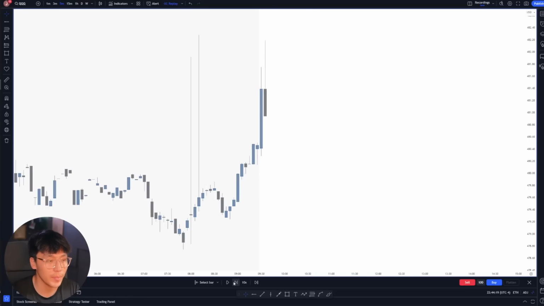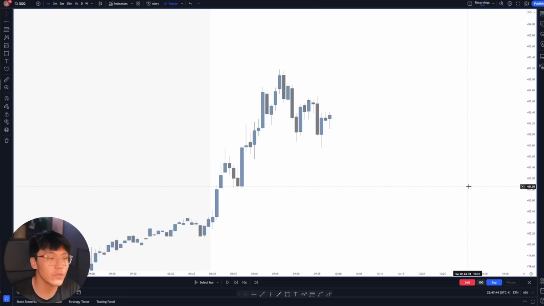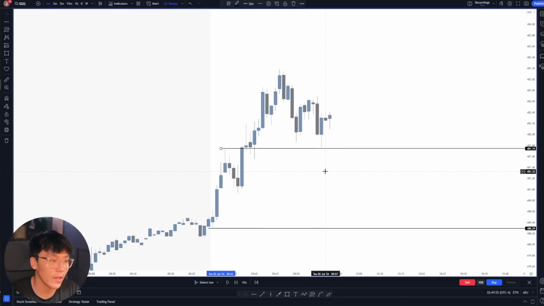So we play out the tape here. You can see we have played out the first 30 minutes. Now we can go into the 1 minute time frame to mark out key highs and lows. You can now see we're on the 1 minute time frame and we're going to be marking out key levels. So in this case, we can mark out our low of day. We can mark out our opening range candle on the 5 minute time frame.